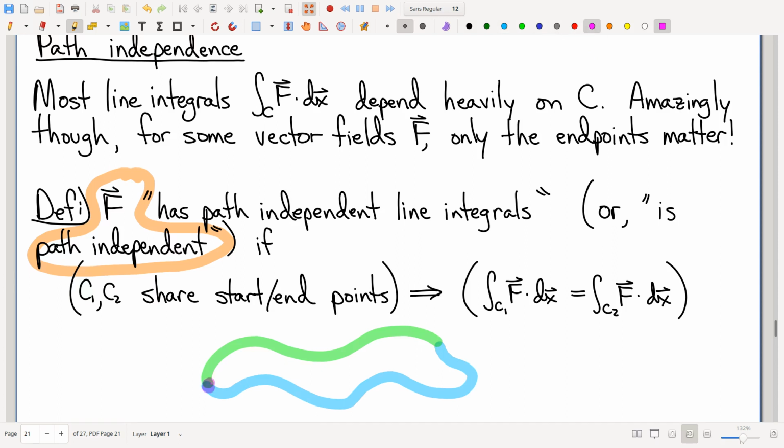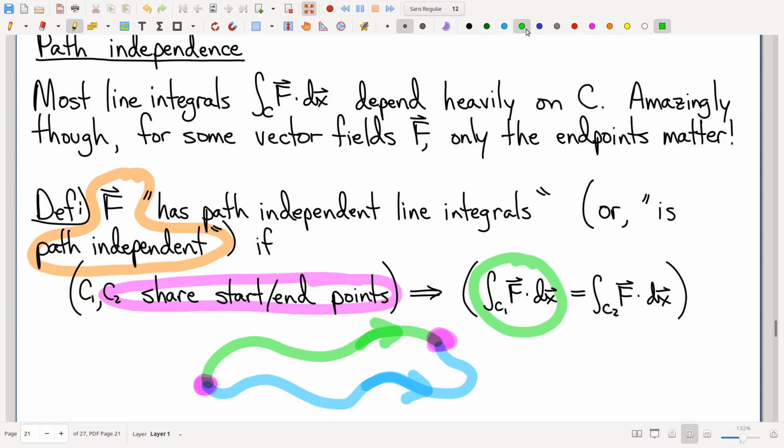as long as they start at the same point and end at the same point, and start has to match up with start and end has to match up with end, right? They can't sort of go opposite directions, as it were. Any two curves that have the same starting point and same ending point will share the value of the line integral. So the green line integral and the blue line integral, always the same.